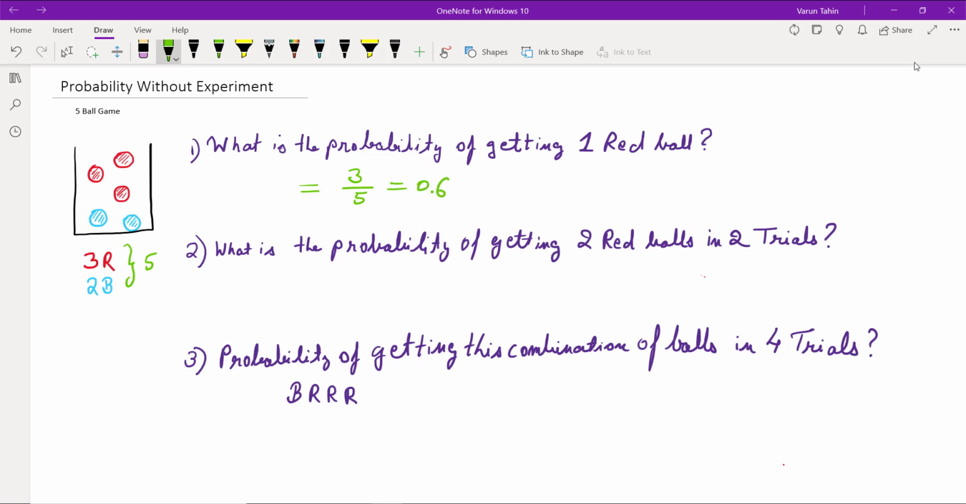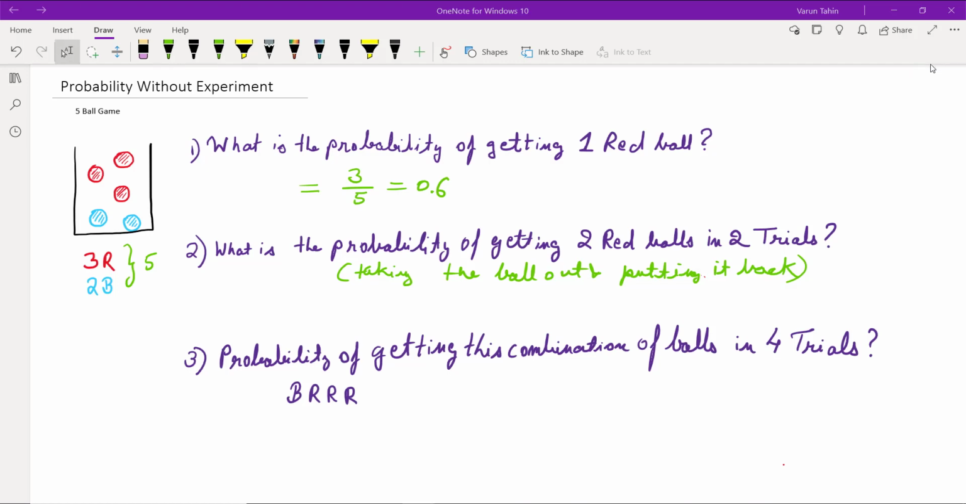Now what is the probability of getting 2 red balls in 2 trials? By this we mean we are taking the ball out and putting it back. Okay, so this is with replacement. In the first trial we will pick out a ball and then put it back, and in the second trial we'll again pick the second ball. So the number of balls in both of the trials remains the same.